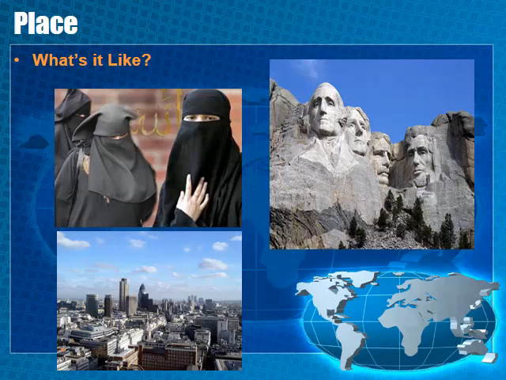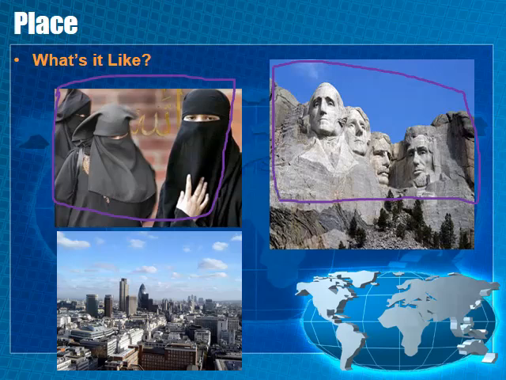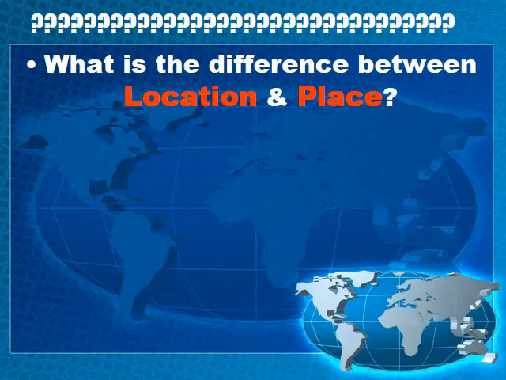All right, these images are all human characteristics. So if I'm answering what's it like in these images, if I were to start here with this image and these women, I might talk about Islam. That's what it's like there. If I'm looking at Mount Rushmore, I might talk about presidents and democracy. That's part of human characteristics. Or in this image down here, urbanization and large cities. Those are all human characteristics, and answer what's it like in terms of human ideas.